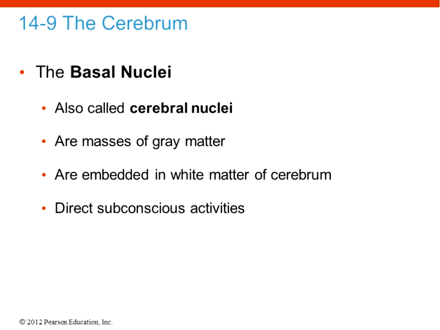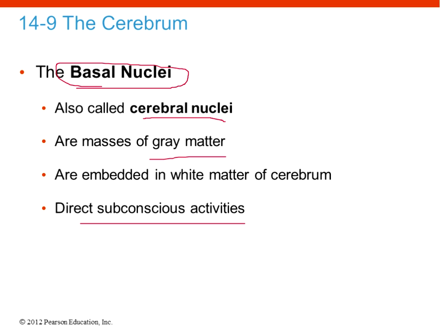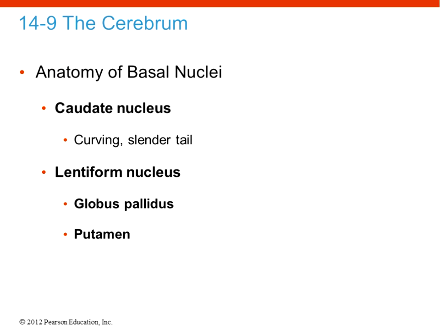All right, so the basal nuclei, another component or feature of the brain, also referred to as cerebral nuclei, are masses of gray matter that are deeper in the brain, and oftentimes they direct subconscious activities. We talked about the basal nuclei and its association with Parkinson's, right, and how they regulate skeletal muscle tone and coordinated movements, things like that. So that's one activity of the basal nuclei.